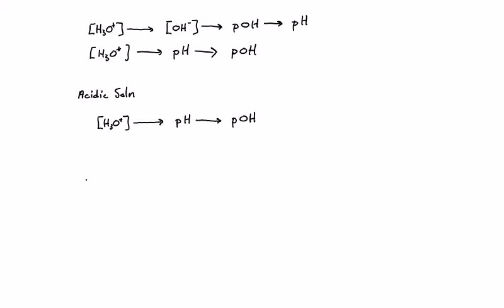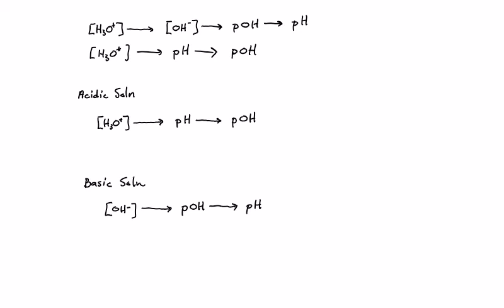Okay, if we have a basic solution, that means we're going to be given the concentration of hydroxide. So 2 molar sodium hydroxide or 0.3 molar potassium hydroxide. Okay, we can use that to find our pOH, which can then be used to calculate the pH. And the bottom line here is whether a solution is acidic or basic, we can find both the pH and the pOH for that solution.